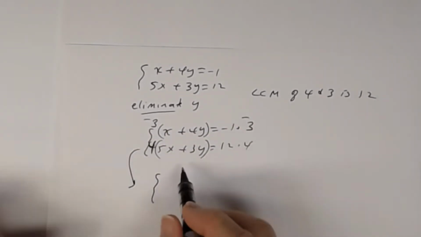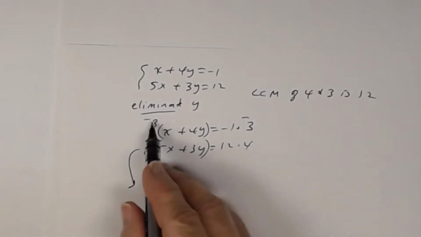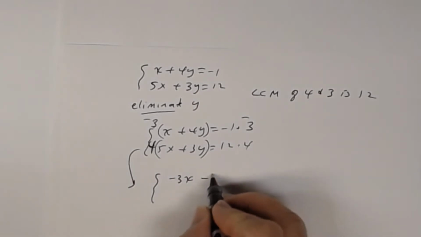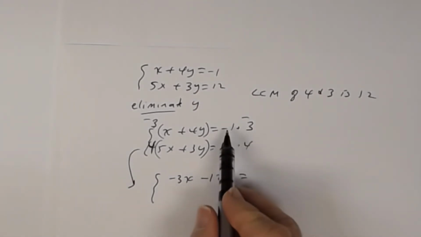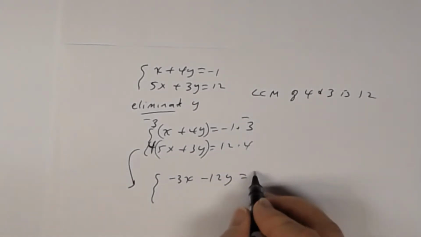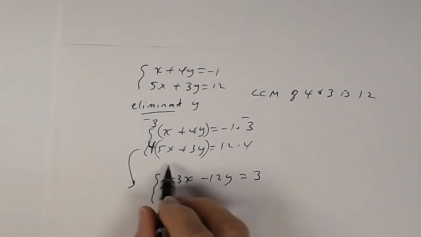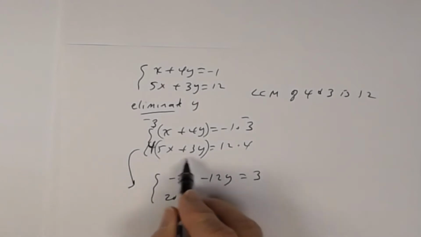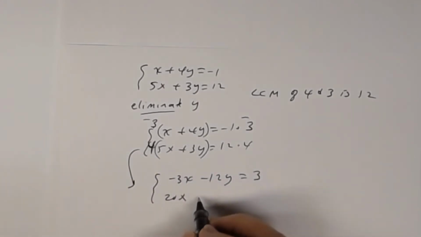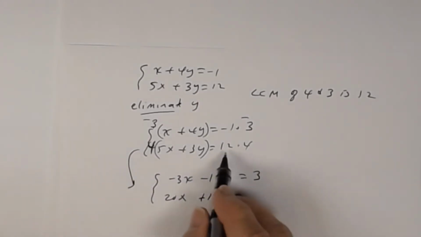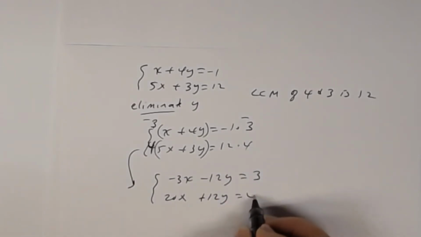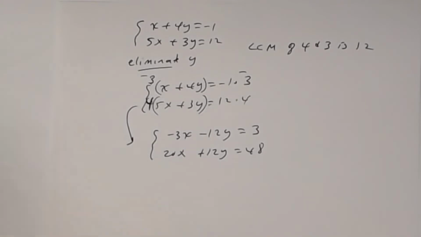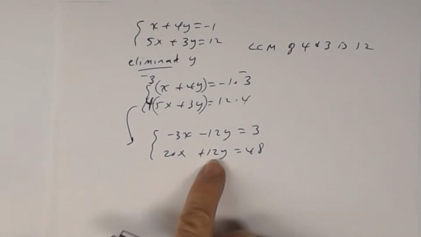Watch how simple. Distribute the negative 3. I get negative 3x. A negative 3 times 4y is a negative 12y equals a negative 1 times negative 3 is a positive 3, right? The next equation, 4 times 5x is 20x. 4 times 3y is 12y, positive 12y, equals, and then 12 times 4 is 48. Now you see those are opposites?